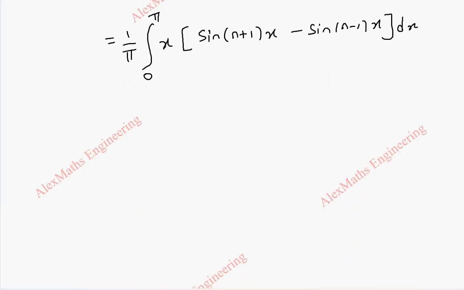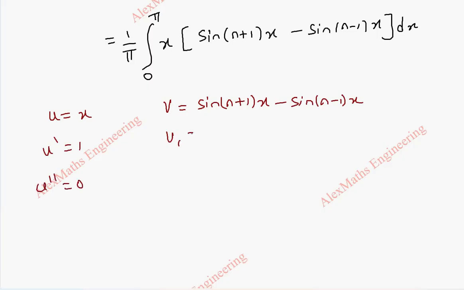So the first term is u, which is x, and the second term is v, which is sin n plus 1 x minus sin n minus 1 x. So u dash is 1, u double dash is 0. v1 will be its integration, so minus cos n plus 1 x by n plus 1, minus or minus will become plus, so plus cos n minus 1 x by n minus 1.